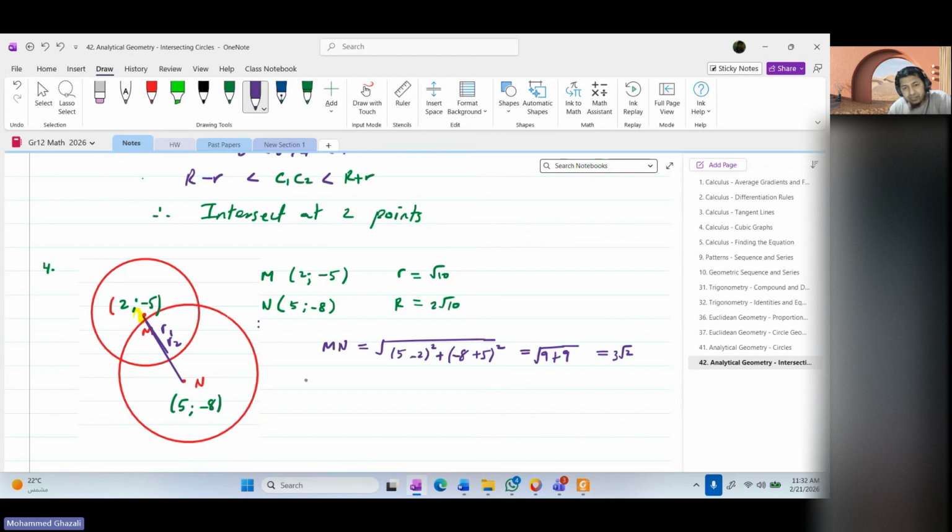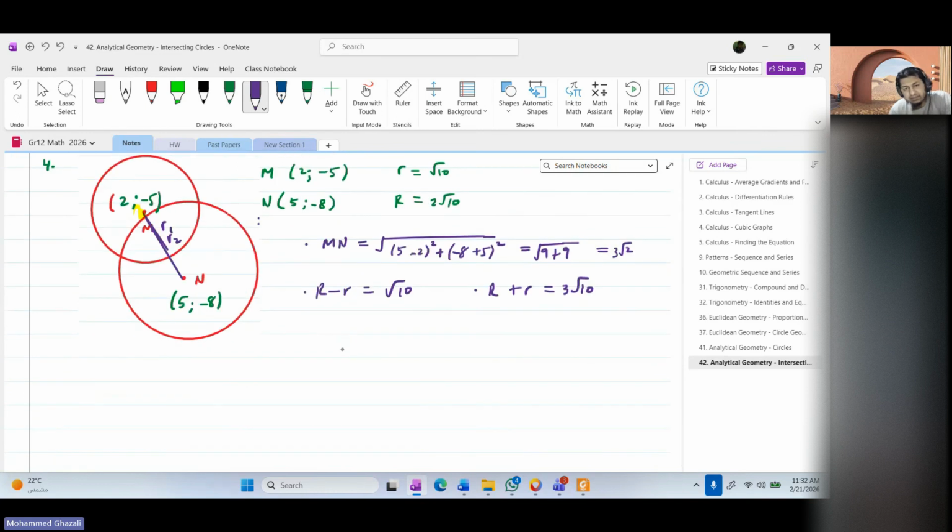That's 3 root 2. Now we want to find the difference, R minus r. Remember, three different quantities we need to find. R minus r is 2 root 10 minus root 10, which is just root 10. And the third one is R plus r, which is equal to 3 root 10, because 2 root 10 plus root 10. Now you can clearly see 3 root 2 is between root 10 and root 90, and this is root 18.